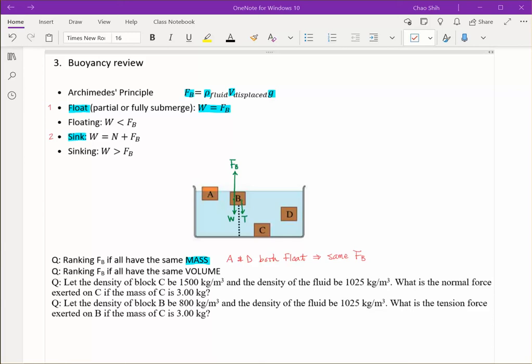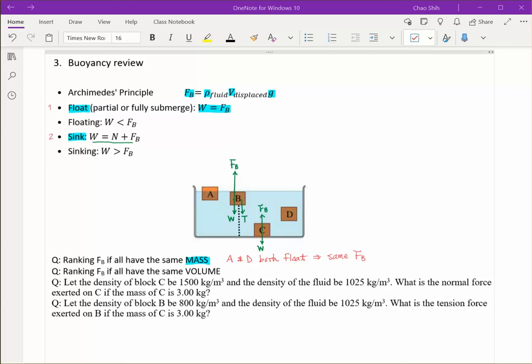Okay. Now what about the situation of C? If you have a situation at C, it also has a buoyancy force. Will this buoyancy force equal its weight? Well, you have a weight going down, but why would it sink? You look at here, it sinks because its weight actually is greater than the buoyancy force, and that's why it will keep on sinking until it touches the ground.